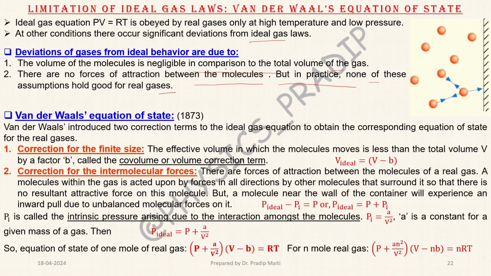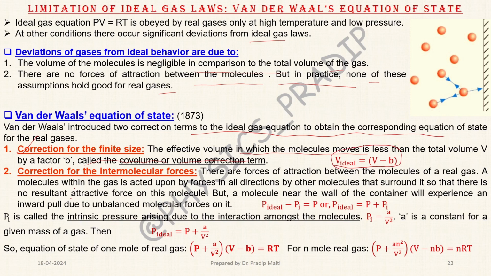Now the van der Waals equation of state. So van der Waals introduced two correction terms to the ideal gas equation to obtain the corresponding equation of state for the real gases. First was the correction for the finite size. The effective volume in which a molecule moves is less than the total volume capital V by a factor of b. b is called the co-volume or volume correction term. Remember it. So V ideal becomes V minus b.